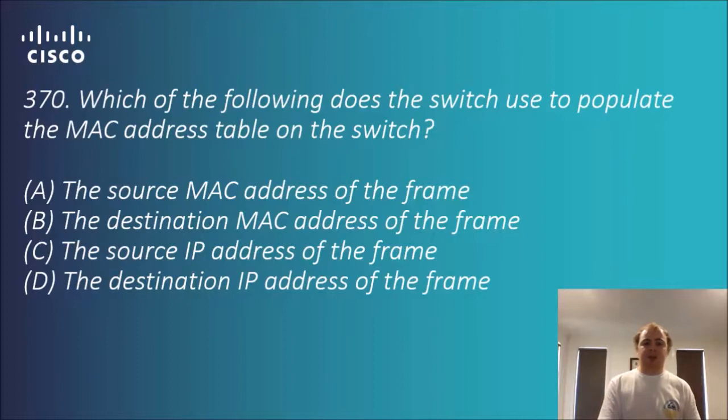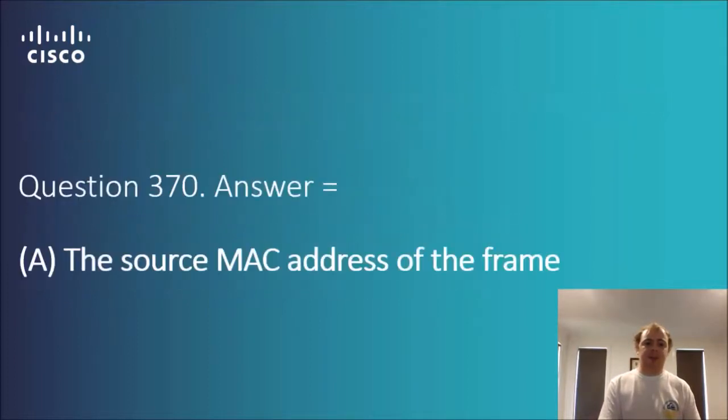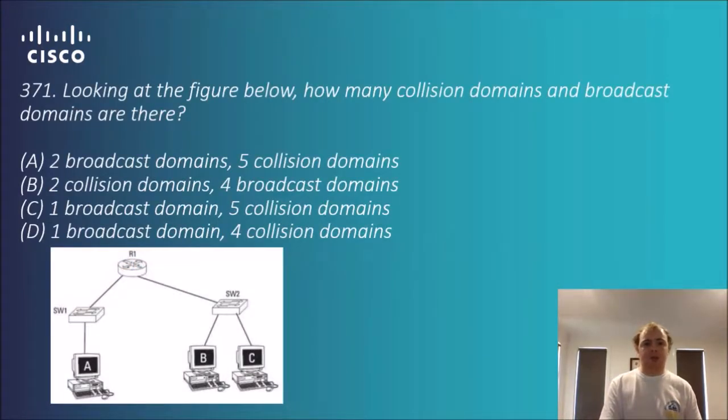370, which of the following does the switch use to populate the MAC address table? We've got the source MAC address of the frame, destination MAC address of the frame, source IP address of the frame, destination IP address of the frame. Wipe out C and D, they have nothing to do with MAC addresses. The answer here is A, the source MAC address of the frame. Once it knows the source, it can populate the table, and then once it has a destination MAC address, it knows which port to forward to.